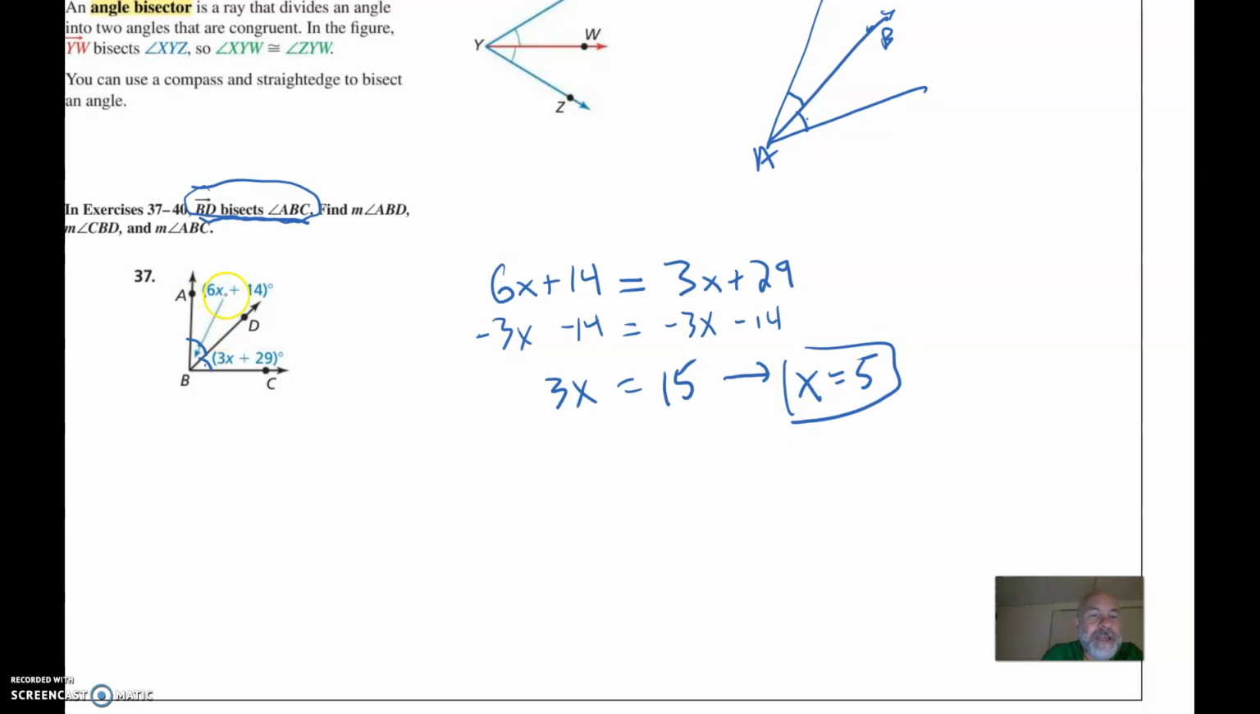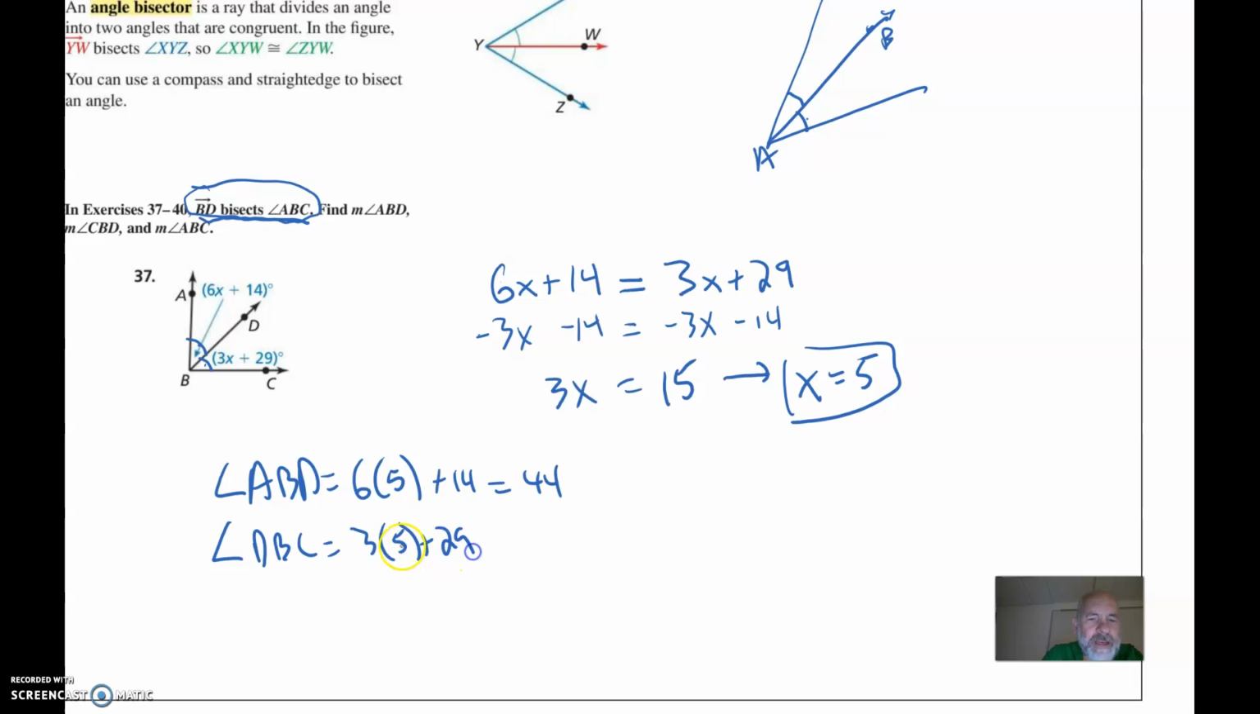With x equal to 5, you could plug it in, and you'd get that angle ABD is 6 times 5, which is 30, plus 14, which is 44. I said that horribly. And angle DBC is 3 times 5 plus 29, which is 15 plus 29, which is 44. And look, they didn't add up to 90. They added up to 88. And so the whole angle is 88 degrees. So yeah, it was close to 90, but it wasn't quite 90.